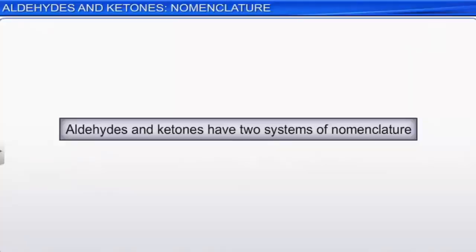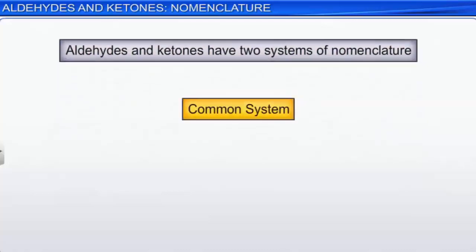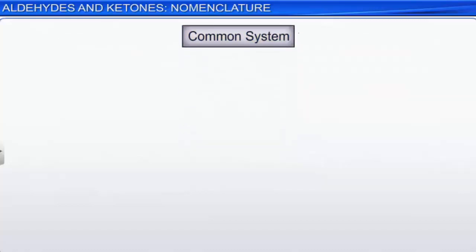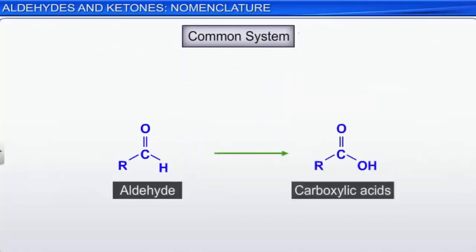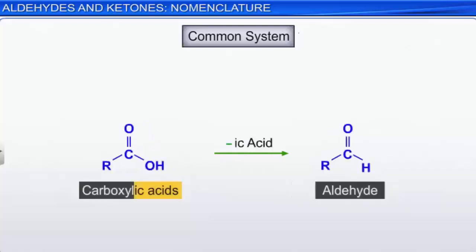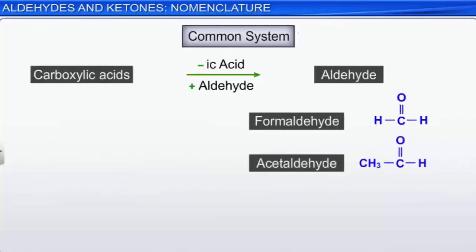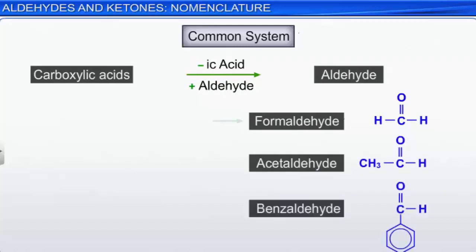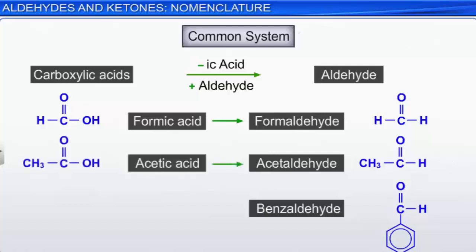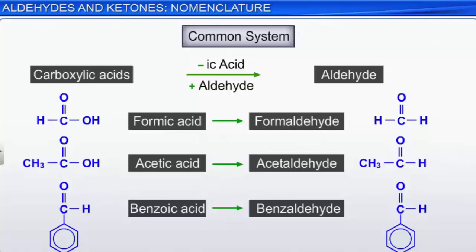Like other organic compounds, aldehydes and ketones also have two systems of nomenclature. They are the common system and the IUPAC system. The common names of aldehydes are derived from the names of the corresponding carboxylic acids that they form on oxidation. They are named by replacing the IC acid of carboxylic acid by aldehyde. Thus, the aldehydes formaldehyde, acetaldehyde, and benzaldehyde are named after formic acid, acetic acid, and benzoic acid respectively. As you can see, they are named by replacing the suffix IC acid with aldehyde.